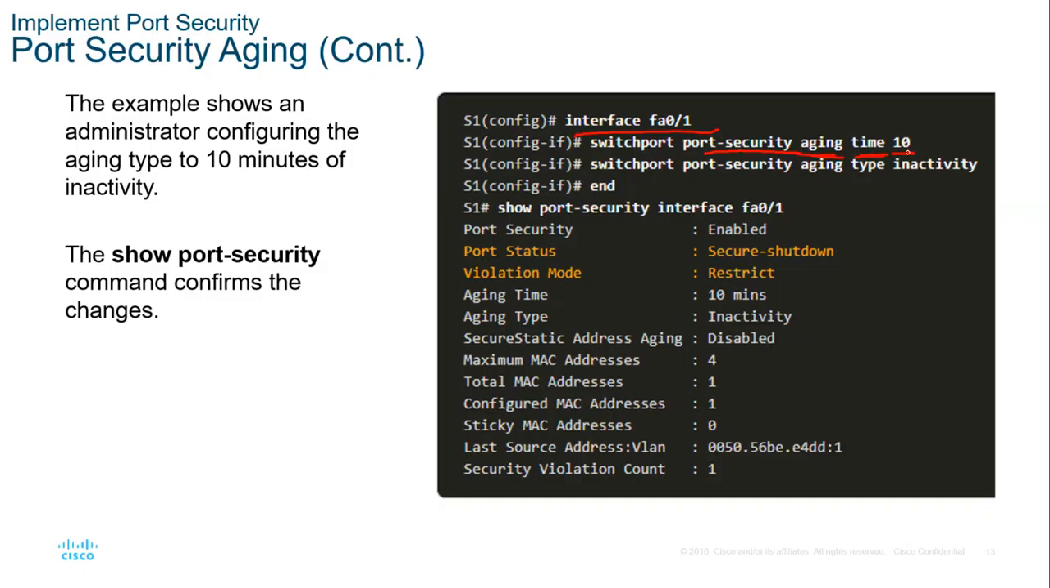These are in seconds. And then you again go ahead, switchport port-security aging type. So in this you define the time, and then the next you define the type. After that, you can run the verifying command, show port-security interface. The port status, as you can see, is secure-down. Then the validation: aging, we have 10 minutes. Type, it is inactivity.